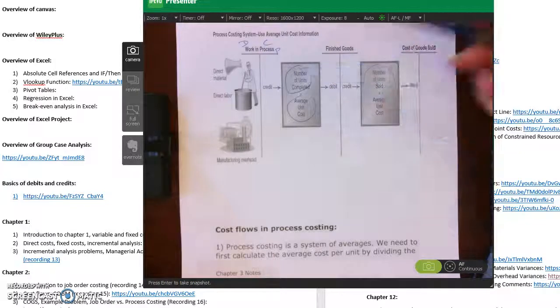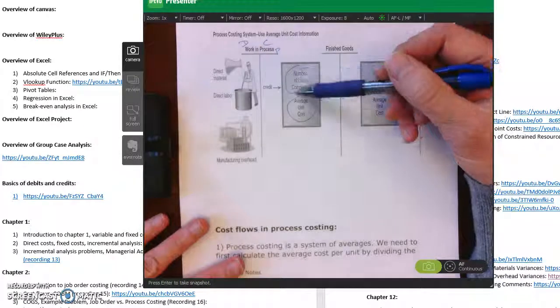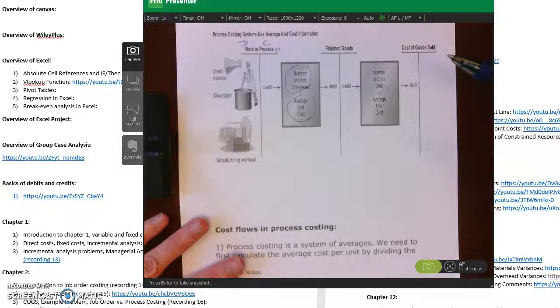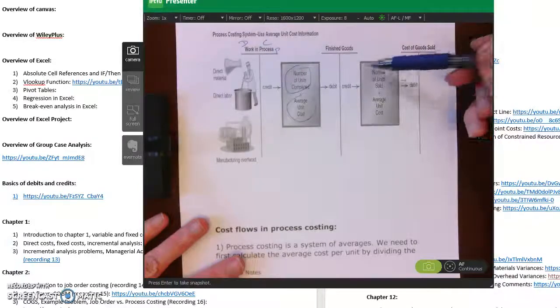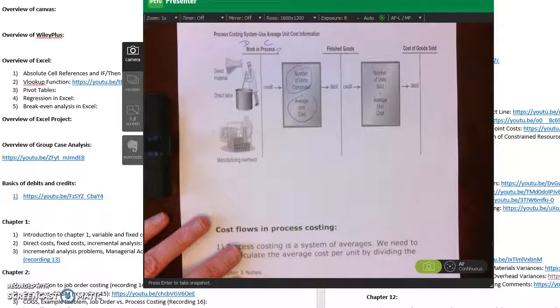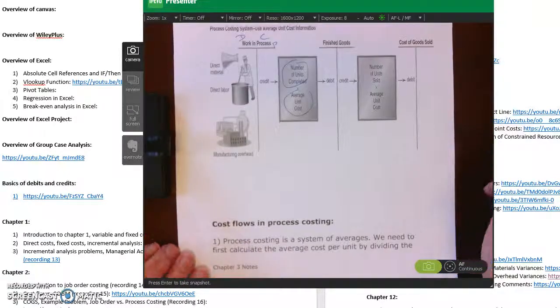How many bars of soap, or how many gallons of soap, or whatever you want to go with, did we finish making times the average unit cost. We can take the average again because it's similar, identical products. Same thing over here with the finished goods once we sell it. And then, of course, that comes over here to cost of goods sold, and this is when it shows up on the income statement.